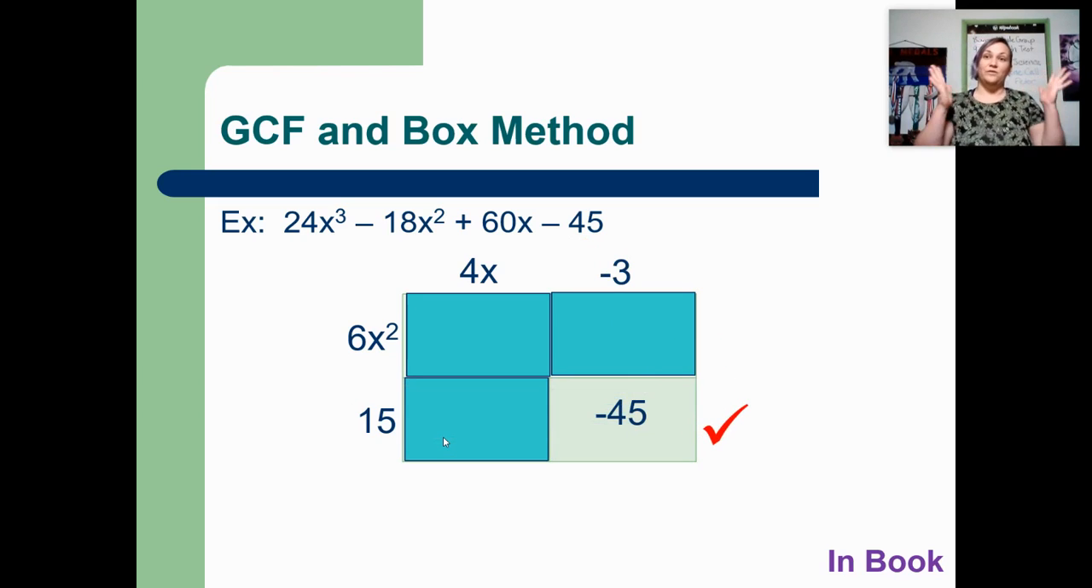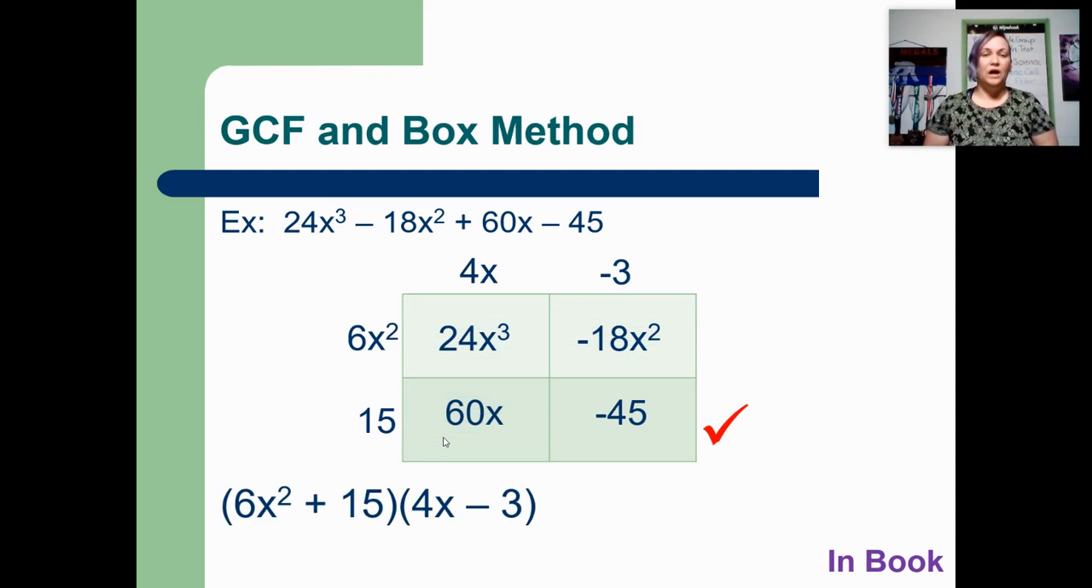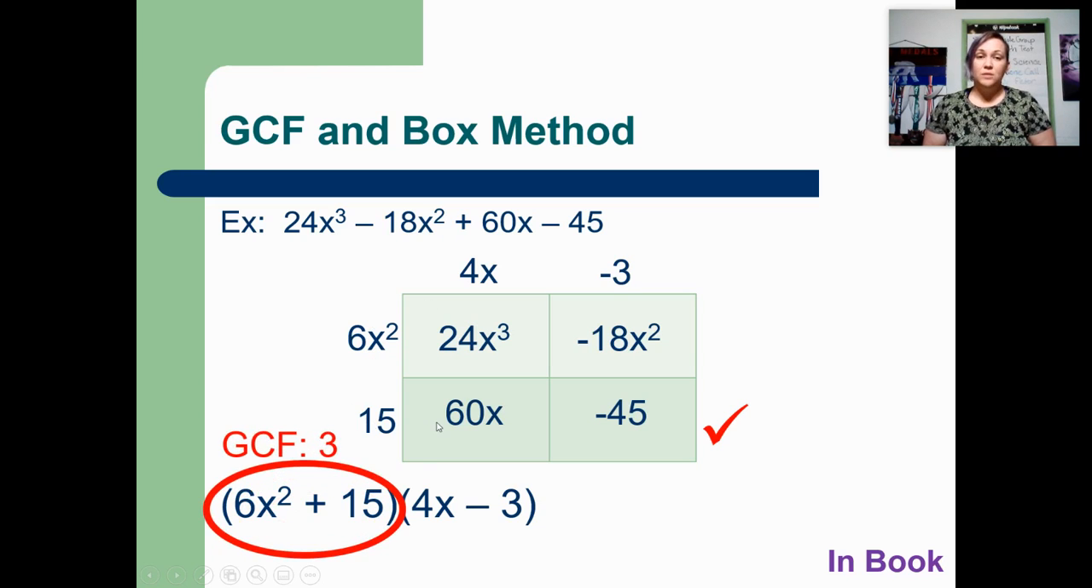Now, if you read the top of the slide, it starts with GCF and box method. And that's not the GCF we use to do the box method. That's a different GCF. So if you look at the left-hand side of this problem, I hope you noticed that 6x squared plus 15 actually has a GCF. 6 and 15 are both divisible by 3. And so while we have factored this right now, we have not factored it completely. So we do need to keep going.